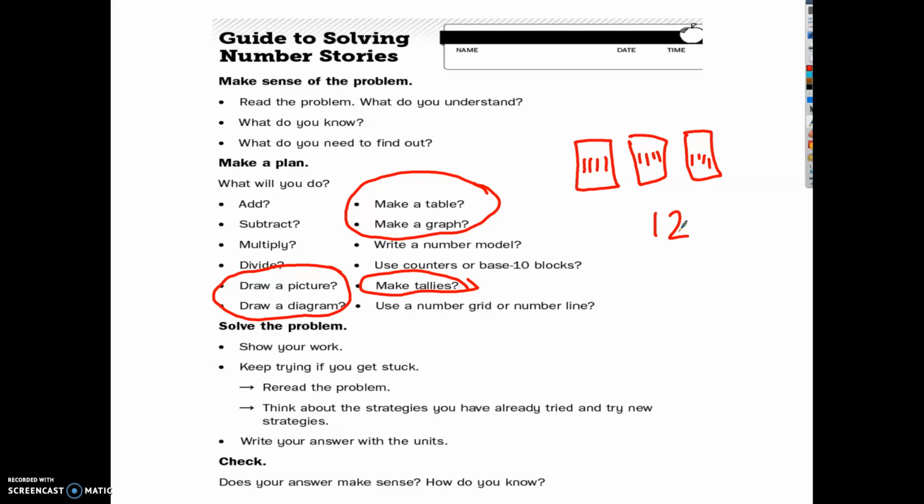Then you're going to solve your problem. You're going to show your work. This is an example of showing your work. Keep trying if you get stuck. If you get stuck, reread the problem. Think again. Try again. Think about the strategies you have already tried and try something else. Then write your answer with the unit, and then check. Does your answer make sense? How do I know? Does my answer up here make sense? Well, yes. How do I know? Because there were 3 tables. I drew 3 tables. Each table got 4 scissors. And I gave tally marks, 4 tally marks for each table. And then I added them up. Yeah, it makes sense.